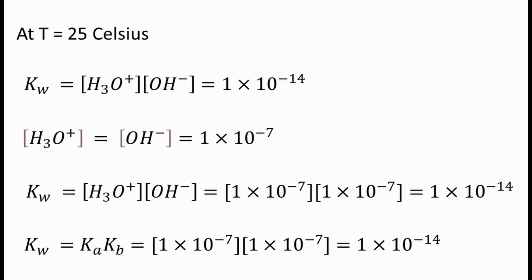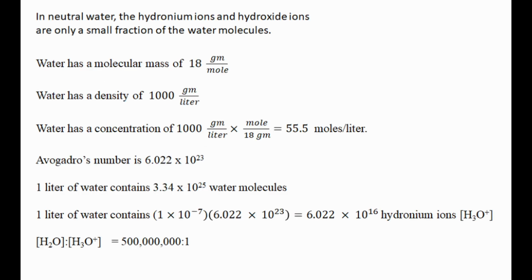So, the acid and base equilibrium constants Ka and Kb in neutral water are both 1 times 10 to the negative 7th at 25 degrees Celsius. It's interesting to note that the number of hydronium or hydroxide ions in 1 mole of water is only a small fraction of the total number of water molecules in that 1 mole of water.